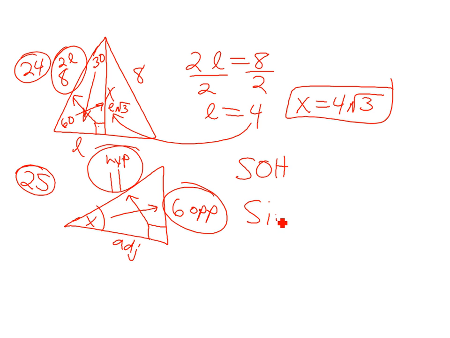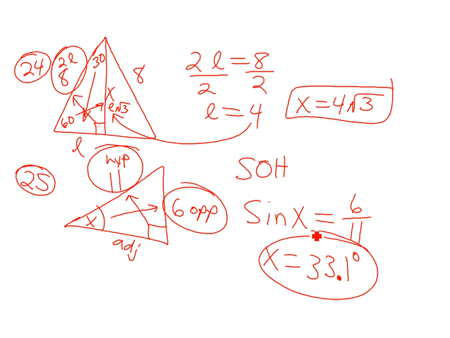So sine of our angle, which is X this time, equals opposite over hypotenuse, so 6 over 11. You grab your calculator, you hit second, sine, 6 divided by 11, or 6 ABC button 11. Close your parenthesis, hit equals, and you end up with X equals about 33.1 degrees. So that angle is about 33.1 degrees.